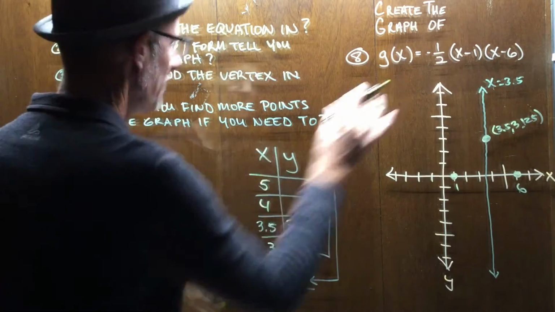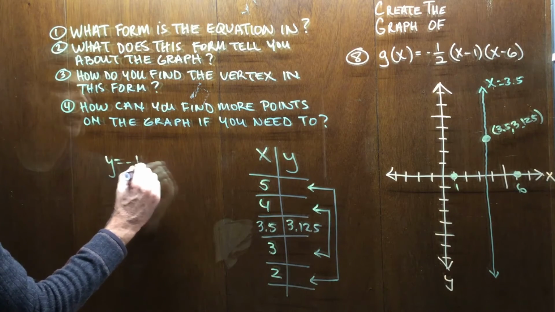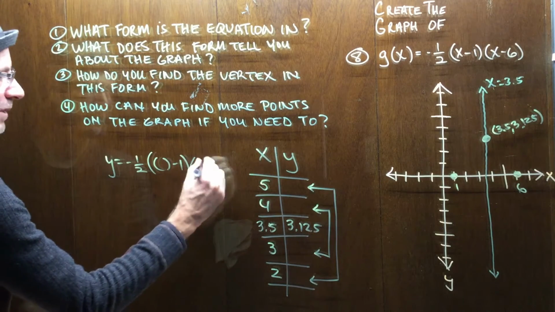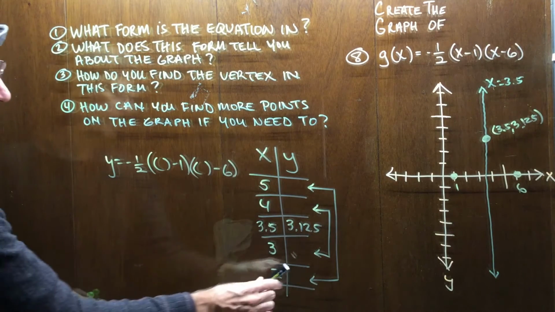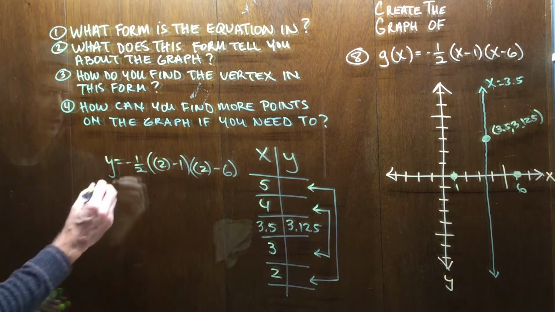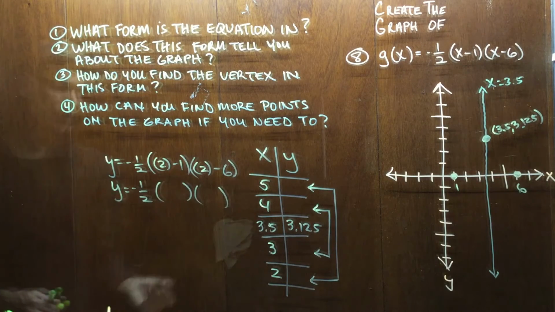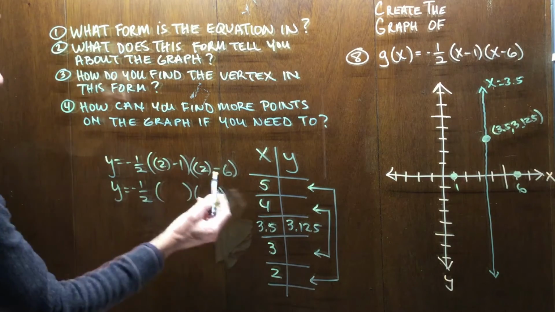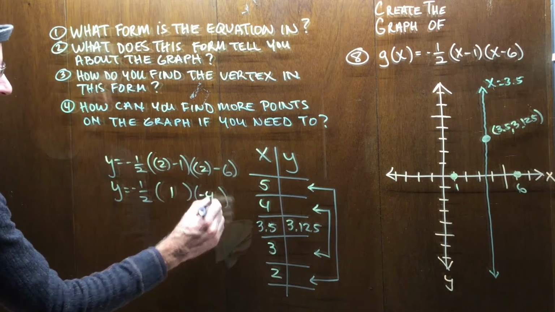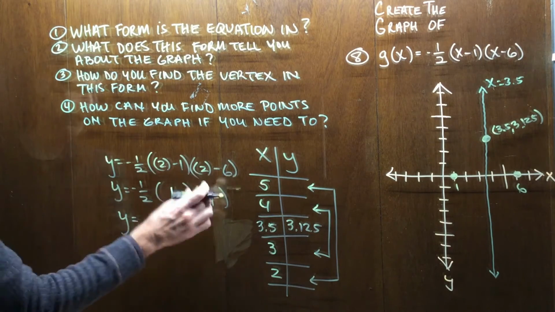So I'm going to take my equation, and I'm going to use y instead of g of x. y equals negative 1/2 times (x minus 1) times (x minus 6). And I'm trying to find the y value, and the x value is 2. So I'm going to put a 2 in here and here. So now I have y equals negative 1/2, and I'm going to have 2 sets of parentheses. I'm going to do the arithmetic in the parentheses. So 2 take away 1 is 1, and 2 take away 6 is negative 4. So now I can multiply negative 1/2 times 1 times negative 4.